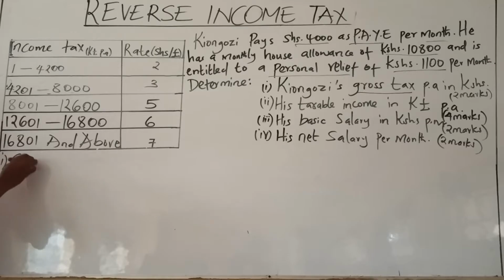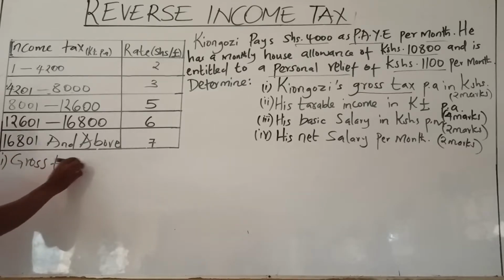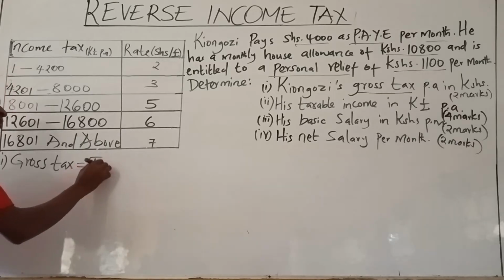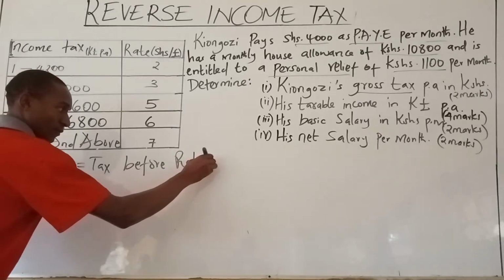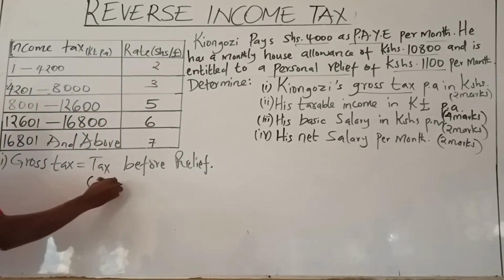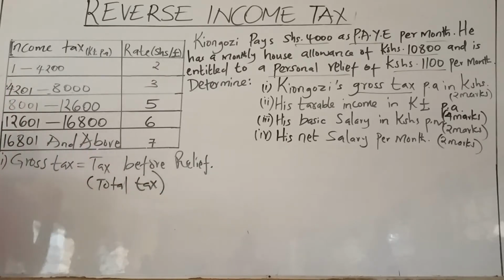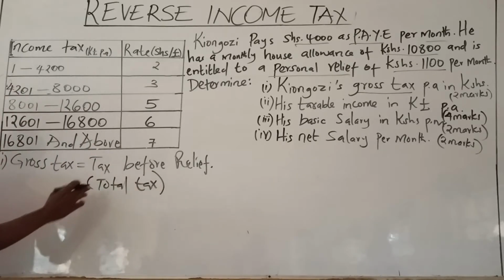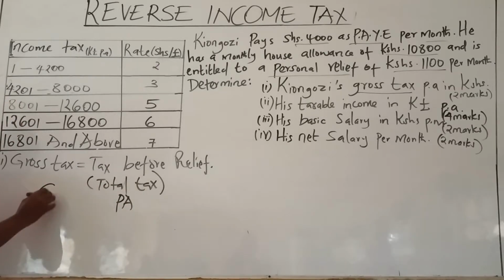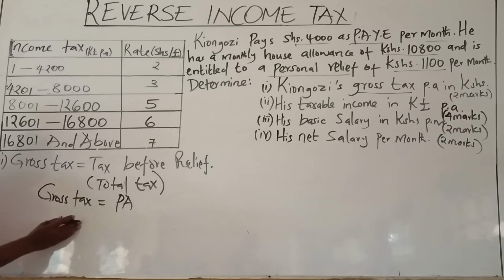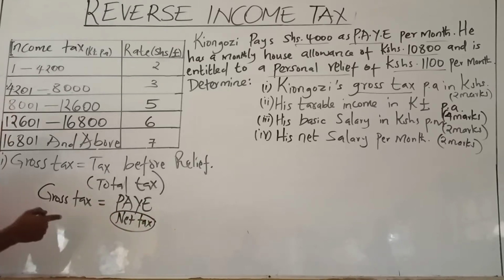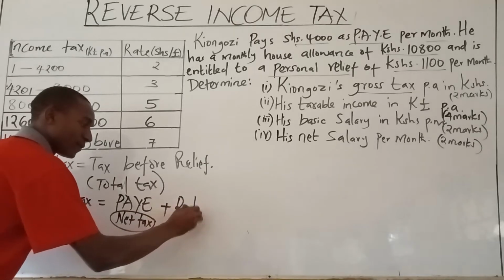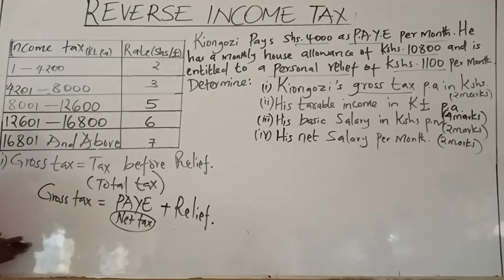Roman 1, gross tax. This is tax before relief, or we can call it total tax. It is 2 marks. So what we do, we will have the pay as you earn. Now our gross tax is equal to pay as you earn, or net tax, or income tax, all the 4 names that we gave to it, plus relief. That one gives you 2 marks.